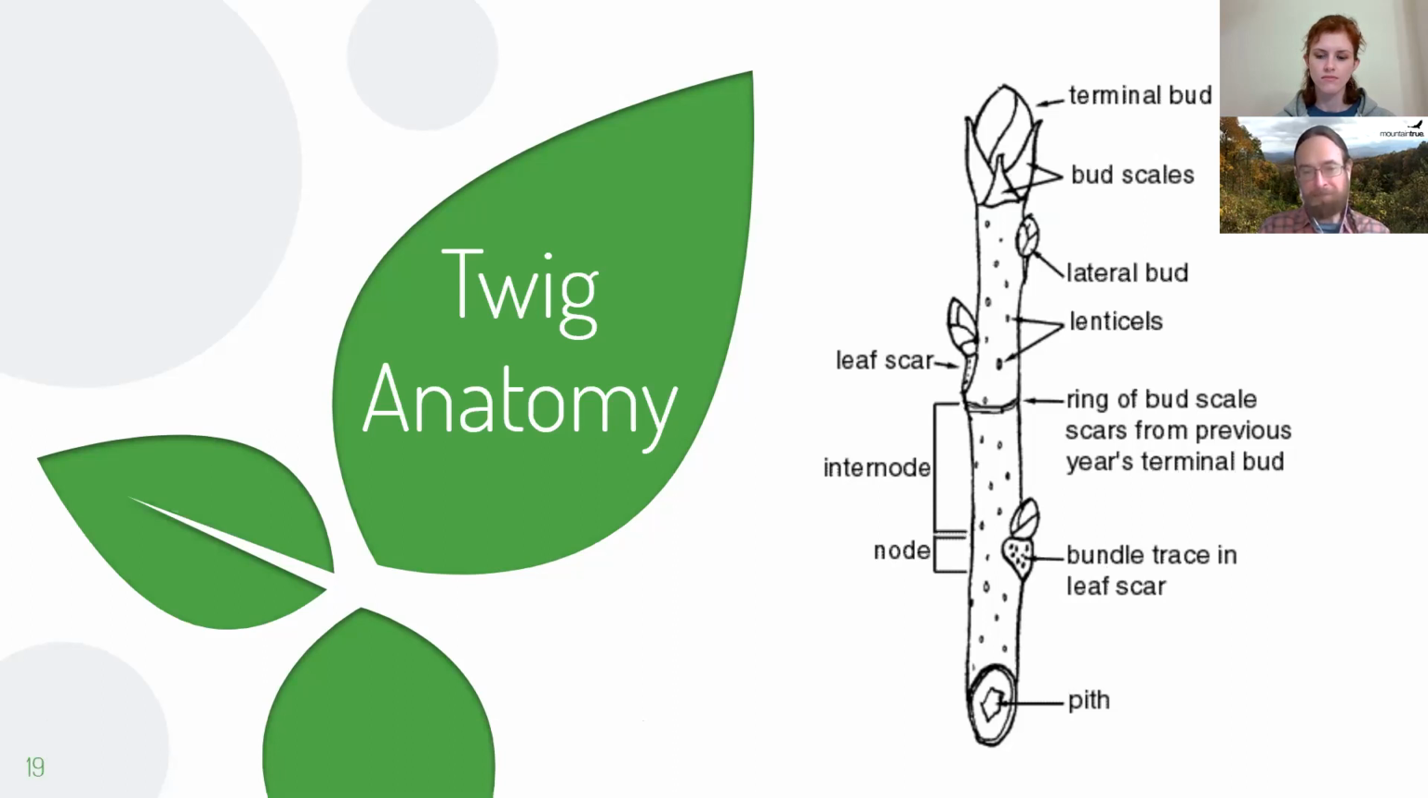Other things that you might be asked about are the internodes. The internode is the distance between two buds, whereas nodes are areas where buds or leaves come out. Sometimes, if you're going through a tree ID key, there will be questions about the internode length or things of that nature.